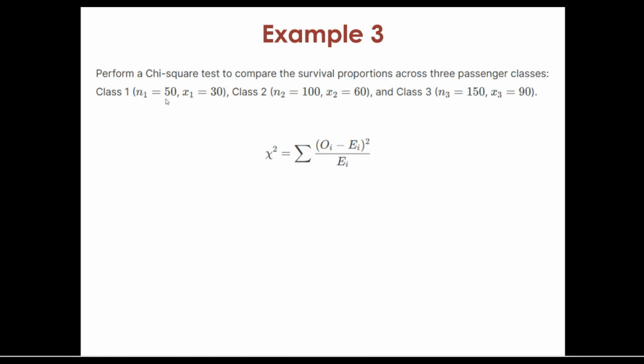First class, 30 out of 50 survived. Second class, 60 out of 100 survived. And the third class, 90 out of 150 survived. Now, these are proportions, right? These are not means, these are proportions, fractions of survivals. These are samples: 50, 100, 150 are samples. But we want to know at the population level, are these proportions similar or not similar? So we have to follow the following steps.